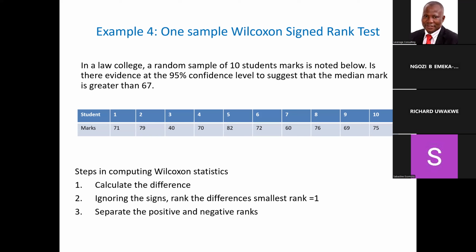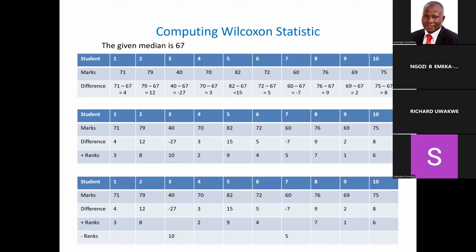So you rank the distances from the smallest, 1, going up. Separate the positive and negative ranks. Look at the first table: the differences, some are positive, some are negative. You now forget about whether positive or negative, and you try to rank. Look at the rank below.